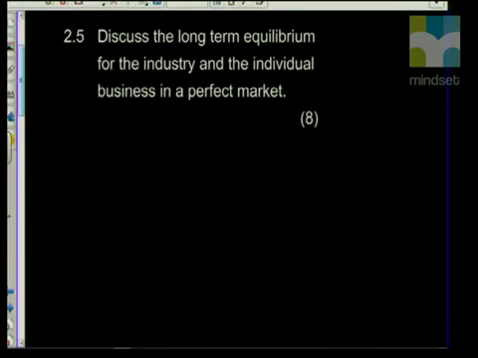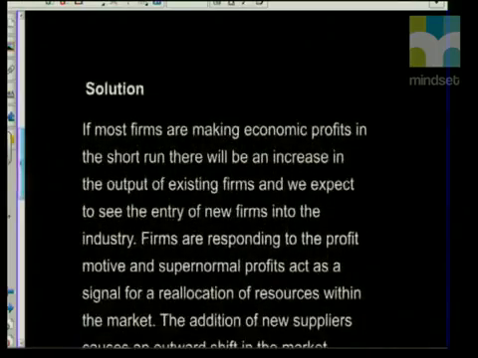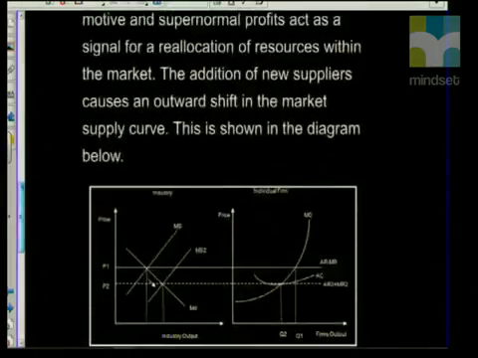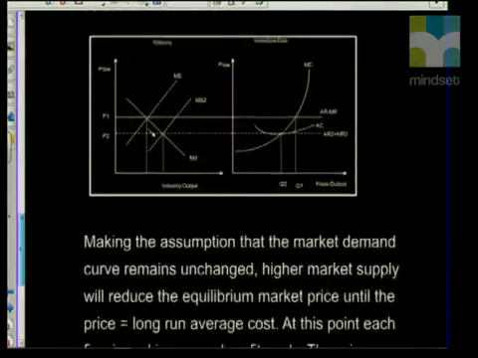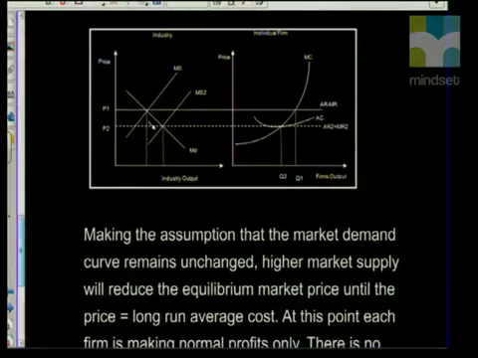Let's look at question 2.5. Discuss the long-term equilibrium for the industry and the individual businesses in a perfect market. I'm showing you the solution, but first I want us to look at the graph. Because you operate in a perfect market, you are seen as a price taker. So the price taker will take the price that is determined by the perfect market.